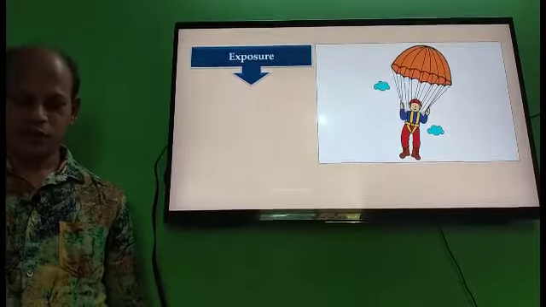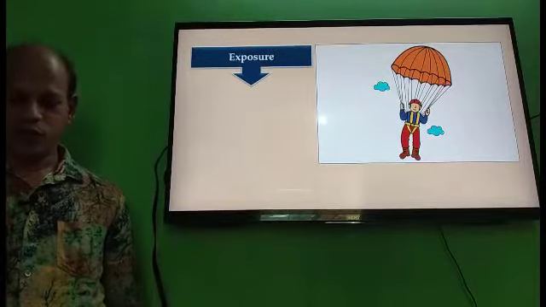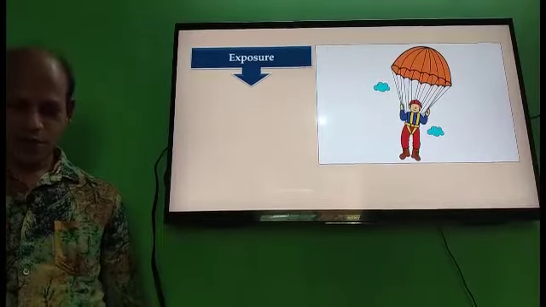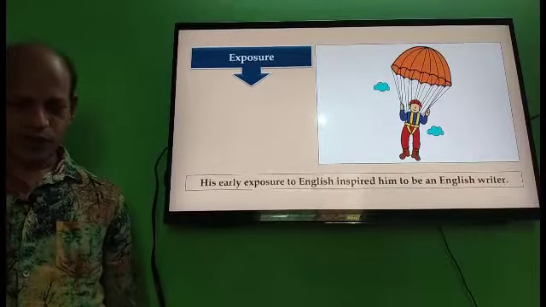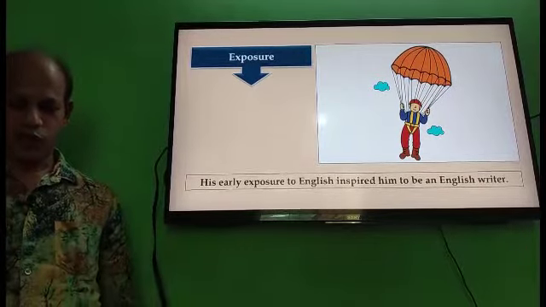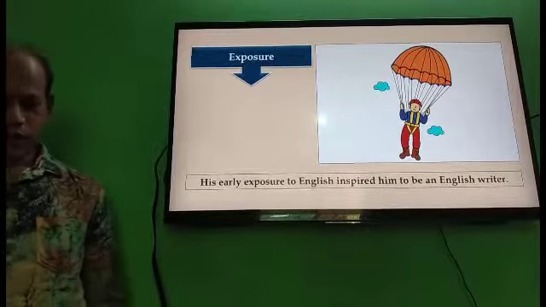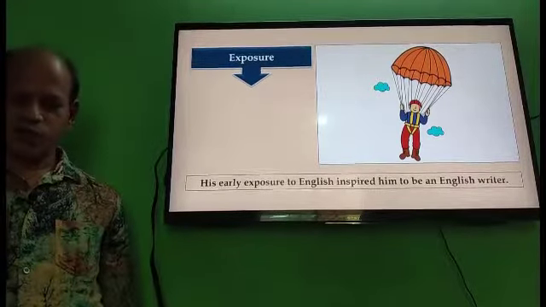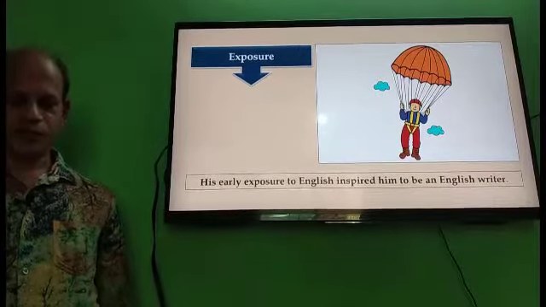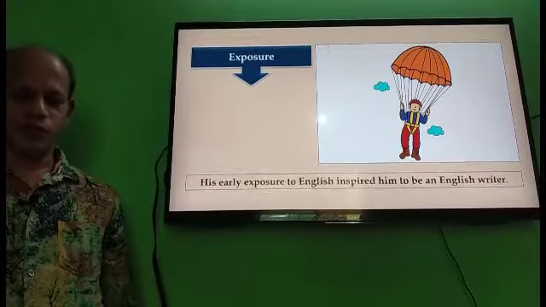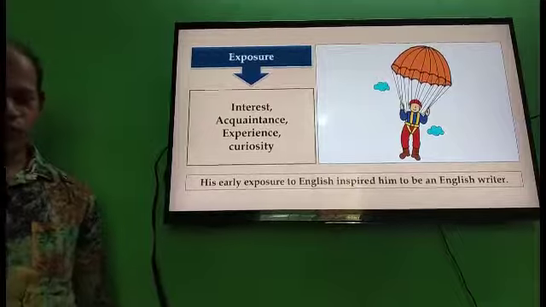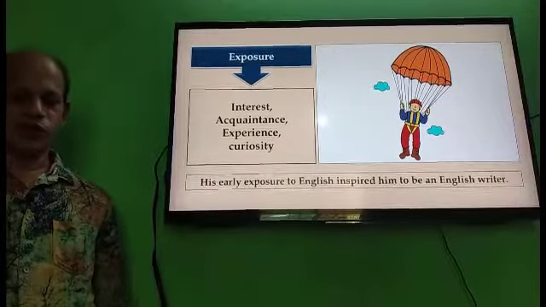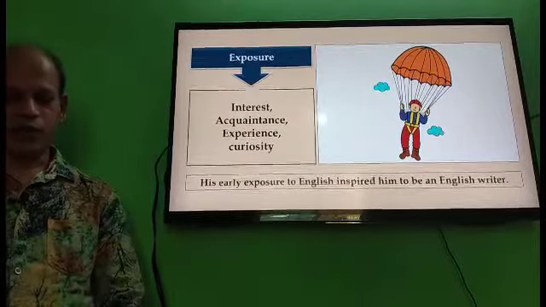Next one, exposure. Do you know the meaning of the word exposure? Again, see the picture. You see, he is exposing himself to us. Look at the sentence: His early exposure to English literature inspired him to be an English writer. Then, what is the meaning of the word exposure? Interest, acquaintance, experience, curiosity, exposure.